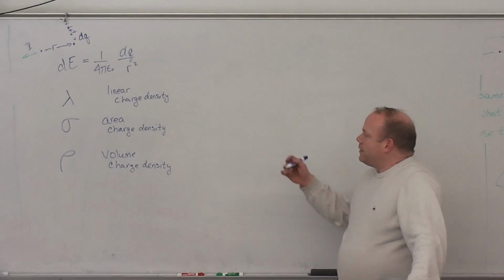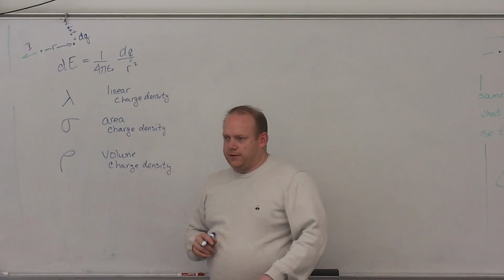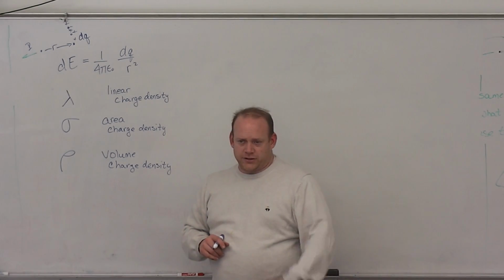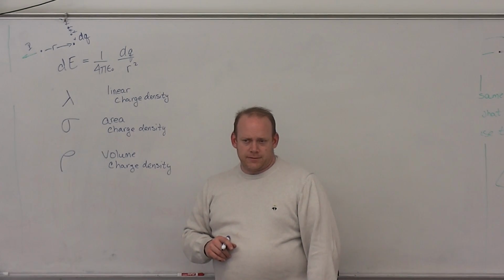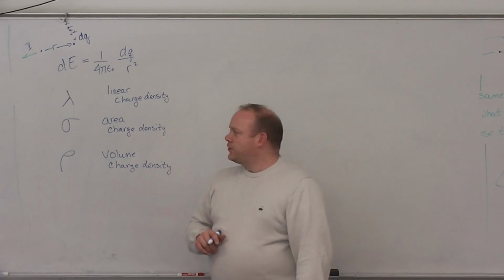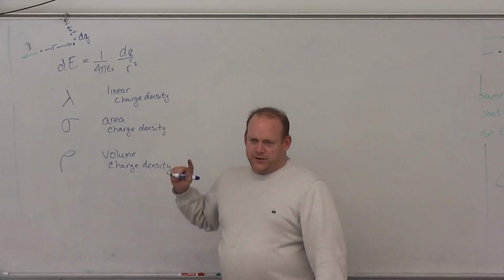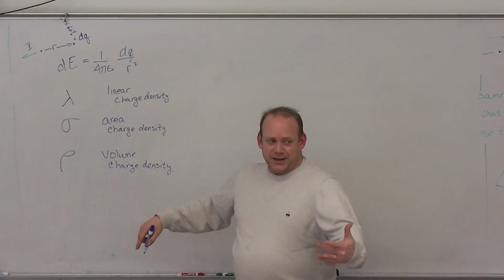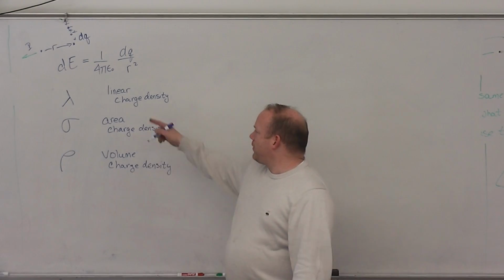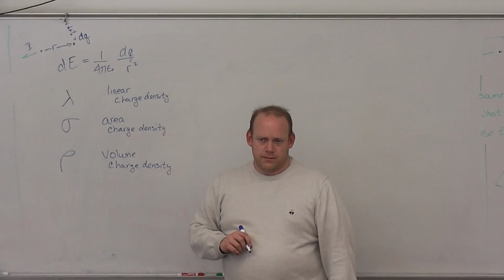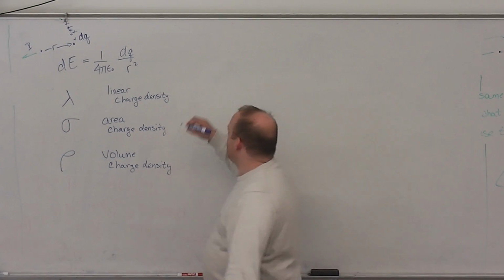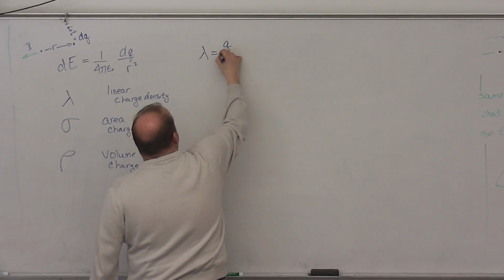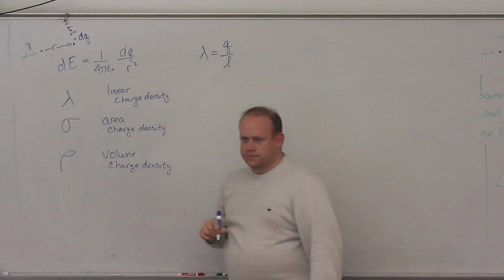So if I look at linear charge density, what do you think a linear charge density would be? What, in English, go ahead and answer. Okay, so if mass density is mass per unit volume, if you're talking about linear mass density, it would be mass per unit length. So what do you think linear charge density is going to be? It's going to be the charge per unit length.